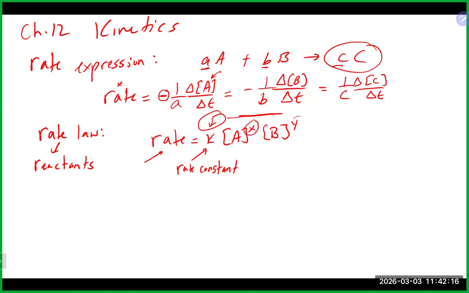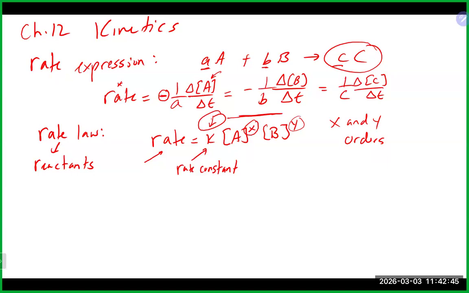The x and the y here are what are known as orders. And one of the first important things that we talked about last time as well is they are not from the coefficients in the balanced equation. So that is not how we get those. We're going to talk about how we get those in just a second, but they are not taken from the coefficients.